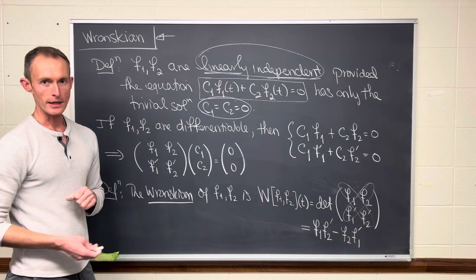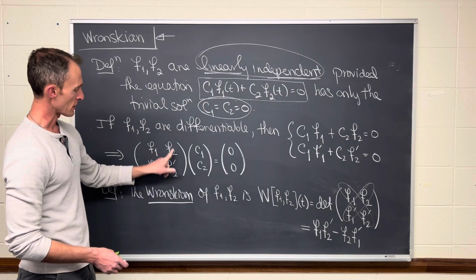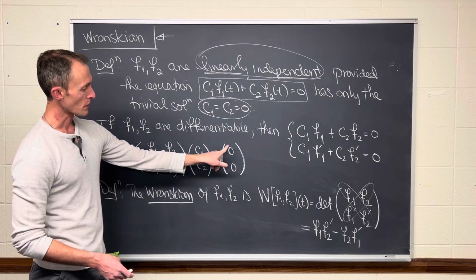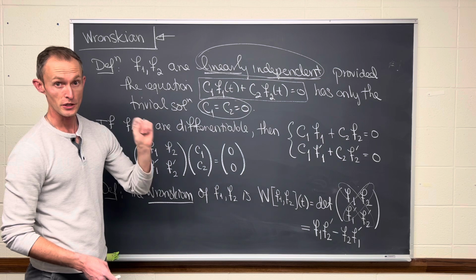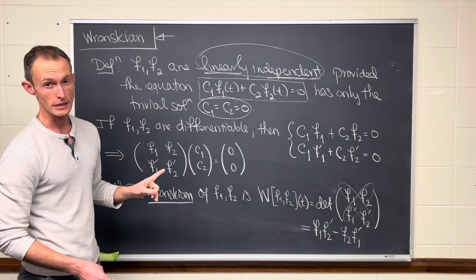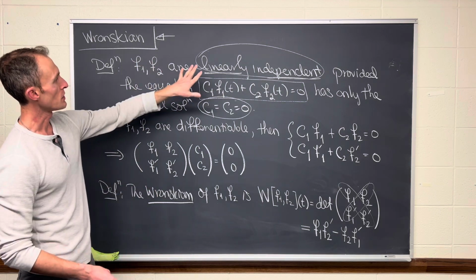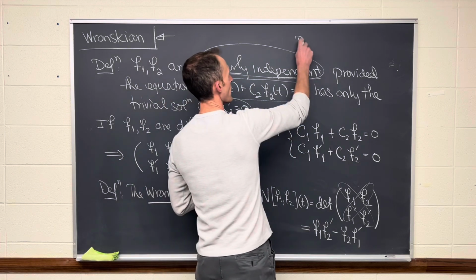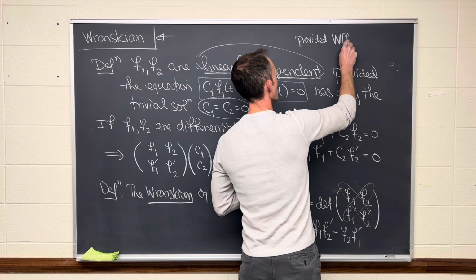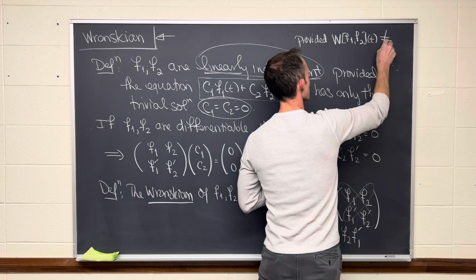And the beautiful fact that we're going to take advantage of is that the determinant of this matrix is the Wronskian. We just said that c1, c2 equals 0, 0 is the unique solution provided the determinant of this matrix is non-zero, i.e. the Wronskian is non-zero. So alternatively, we could say f1 and f2 are linearly independent provided the Wronskian of f1, f2 is not 0.